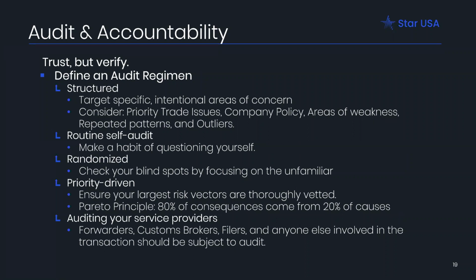Using priority-driven auditing allows you to make sure that you're covering your largest risk vectors, making sure that they're thoroughly vetted. The Pareto principle of 80% of consequences coming from 20% of causes is another key way to prioritize what you're going to check. And then you also need to consider auditing your service providers, your forwarders, your customs brokers, your EEI filers. Anyone that's involved in the transaction should be subject to audit because they're acting on your behalf, and you as the importer of record or you as the US PPI are going to have responsibility for what those service providers are doing on your behalf.